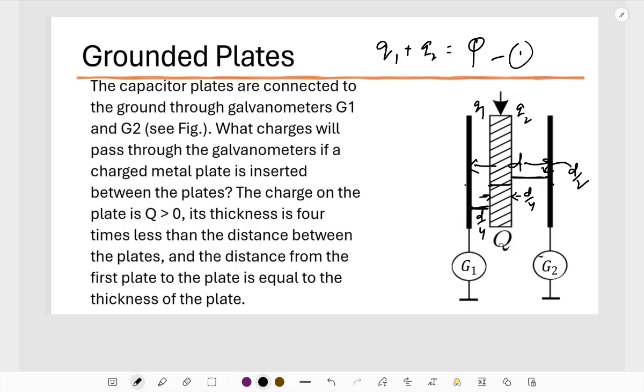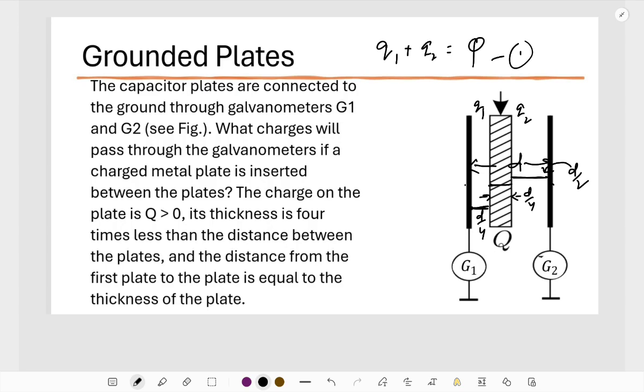The first thing I can see in this problem is that since the plates are grounded, both are grounded, that means both are at the potential of the earth. Since they are connected to the earth, grounded meaning connected to the earth, they are connected to each other. That means the potential difference between them will be equal to 0.